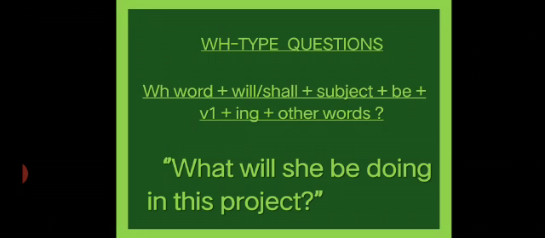Next is WH type questions. The sentence structure will be WH word plus will or shall plus subject plus be plus verb first form plus ing plus other words. For example, what will she be doing in this project? What be है at the first place, then will, then subject.